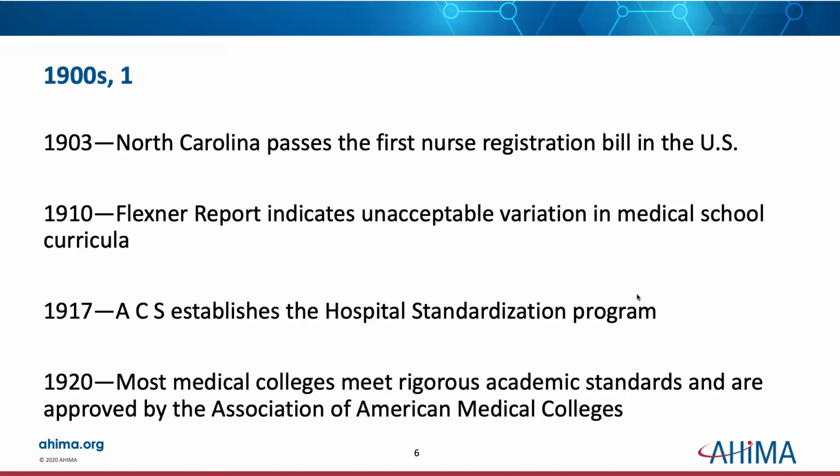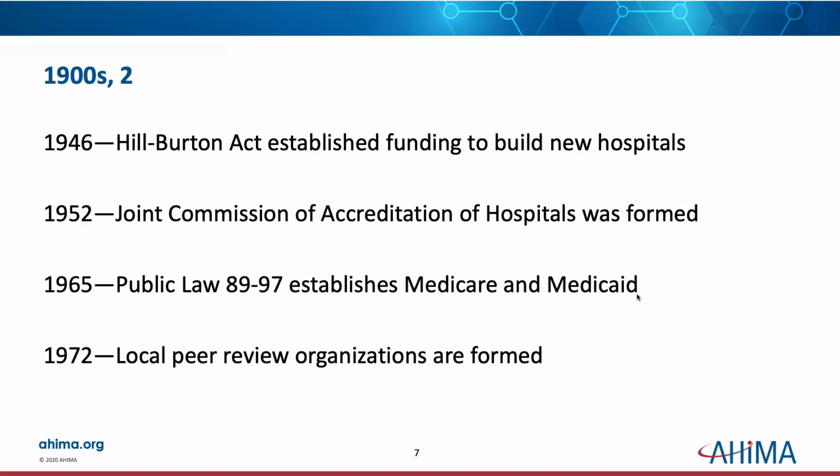1917, you've got the American College of Surgeons establishing the hospital standardization program. 1920, you've got more rigorous academic standards. 1946, this is a critical one. You need to know the Hill-Burton Act. That was established to establish funding to build new hospitals. So I would say this slide right here, you need to know everything that is on this slide right here. Please make sure that you are aware of the dates and the topics.